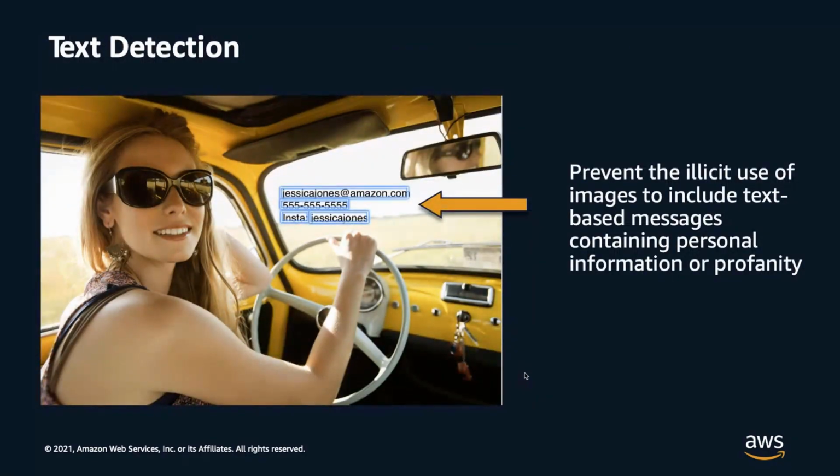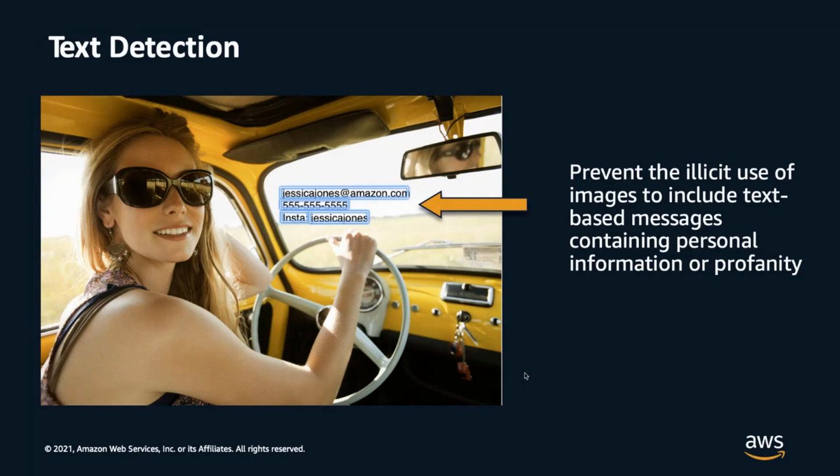Along with custom labels, sometimes there is text on the image which is used for nefarious purposes. People might put their personal information, or somebody might put a website address to solicit a certain business, which may not be allowed. Or somebody might be using profanity, using text on the image itself.